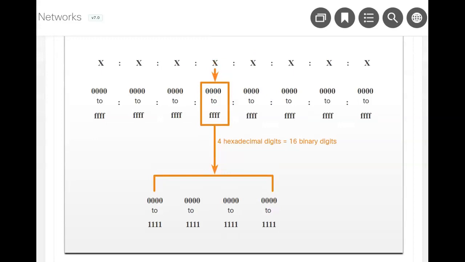So if it was FFFF, each one of those would represent 4 bits. They'd all be 1s: 4 bits of 1, 4 bits of 1, 4 bits of 1, 4 bits of 1, which gives you 16. So each section in between these colons is 4 hex digits, or 16 binary digits.